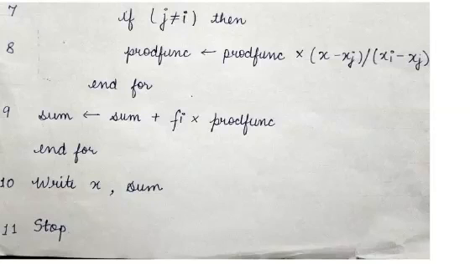If j is not equal to i, then we will store product function times (x minus xj) divided by (xi minus xj) in the product function variable. We will end the loop here, and we will store sum plus yi times product function in sum, and we will end the i loop here. Now we will print the values of x and sum, and we will stop this process.